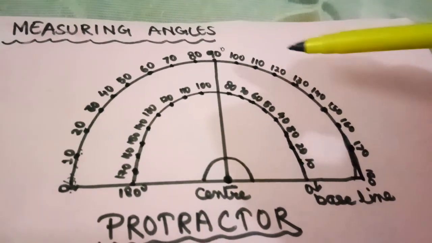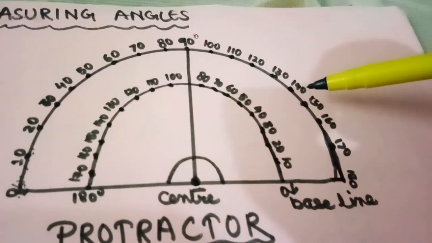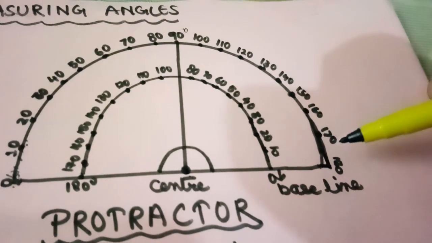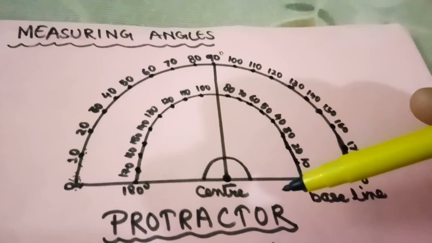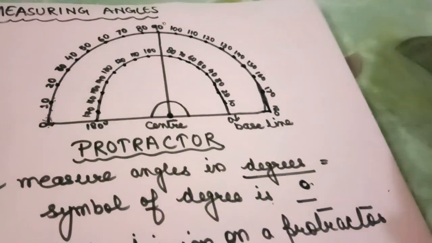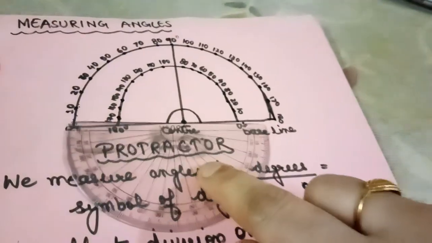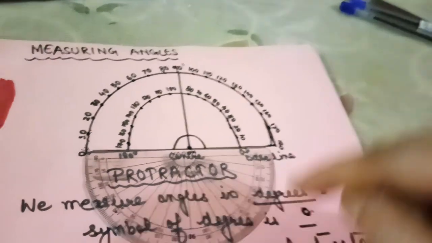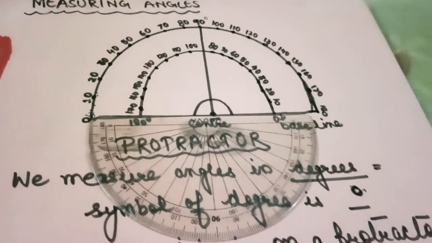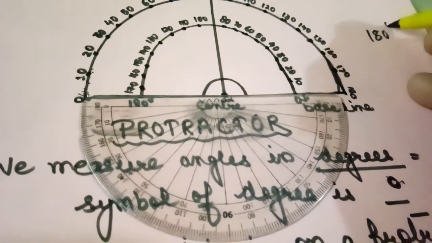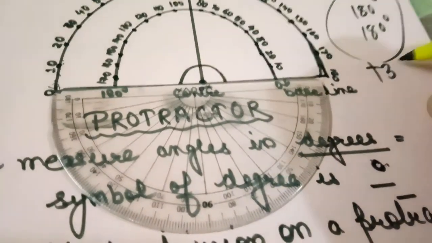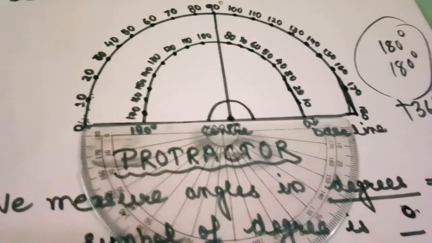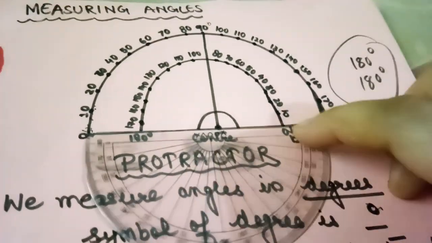Then 100, 110, 120, 130, 140, 150, 160, 170, 180. And it gives the shape of a semicircle. And if we join two protractors together, then it will complete a full circle, and that means 180 degree plus 180 degree completes 360 degree, which is known as a complete angle, right?